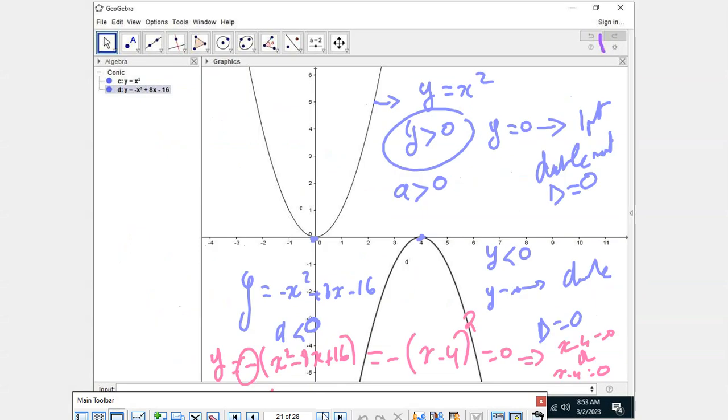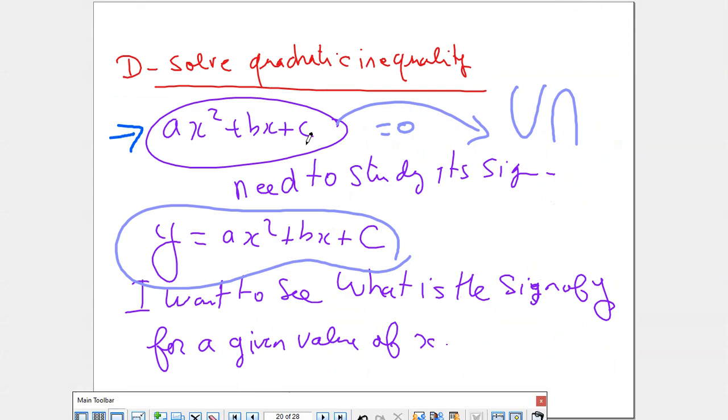Before I start, guys, I want to show you something. If you see those two graphs here, for when delta is equal to zero, this one represents delta equal to zero, and this one also represents delta equal to zero. And this one is x squared, and this one is minus x squared plus 8x minus 16. When I talk about the sign of the quadratic, or the inequality, it means I want to see the sign of y for a given value of x.